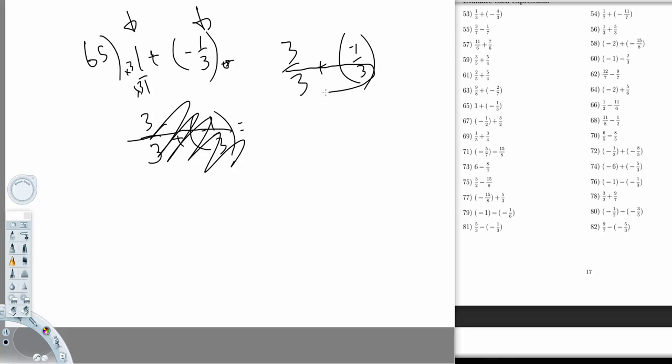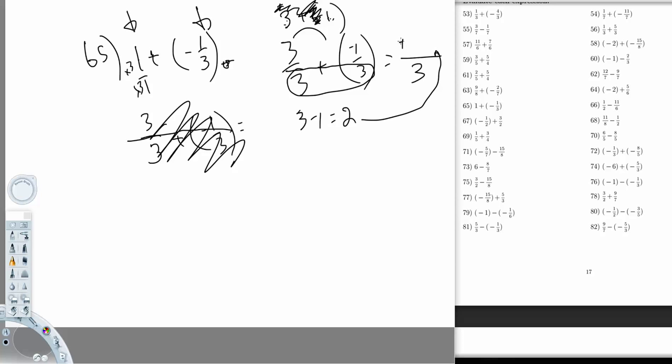So when you're adding, the denominator carries over, and you're left with 3 plus negative 1. This is a positive and this is a negative. This is bigger than this, so we know the answer is going to be positive. So we take these two numbers and we subtract them, and we get 2. I put the 2 up here, and the answer should be 2/3.